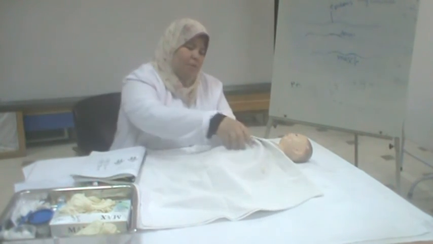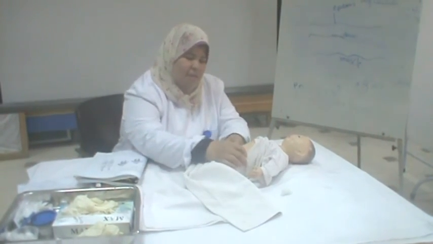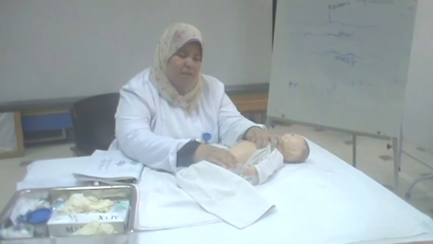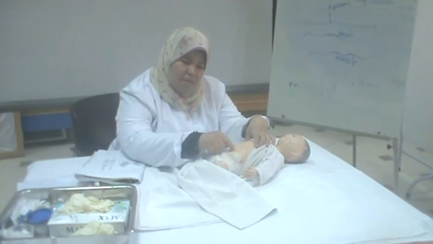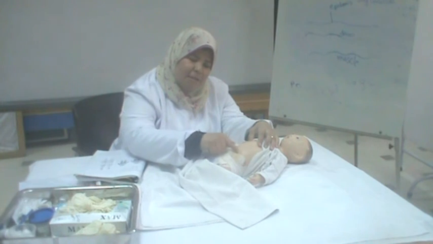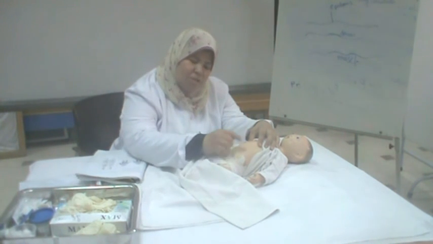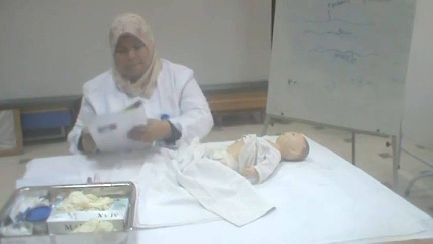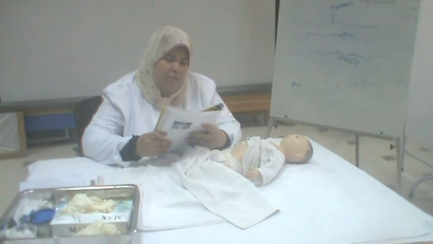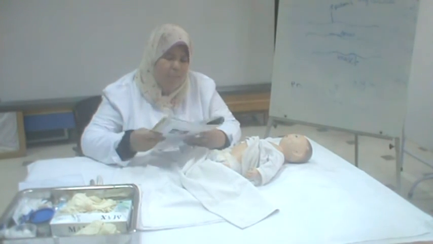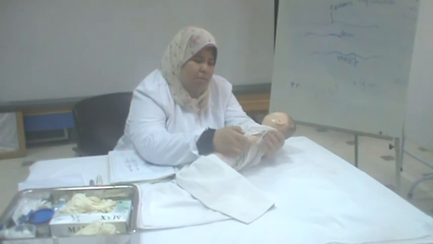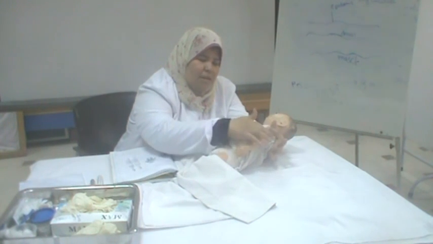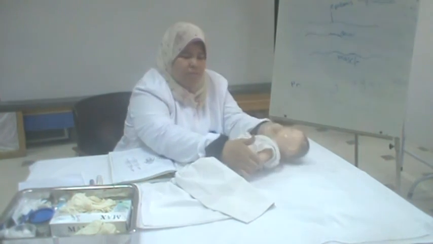The first site for subcutaneous injection is in the belly or abdomen. This site is suitable for subcutaneous injection. The second site is the back of the upper arm between the elbow and shoulder. This site is also suitable for subcutaneous injection.